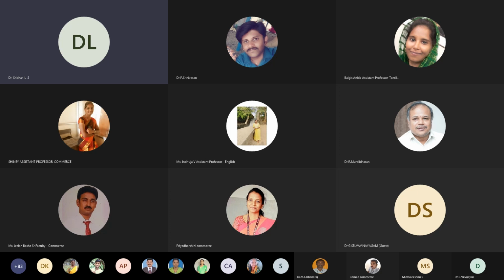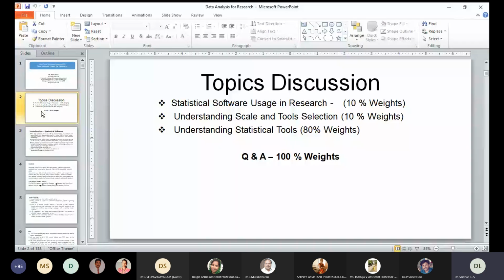What I'm going to discuss today is data analysis tools for research. The topics I'd like to cover start with a brief introduction about the statistical software used. The second part is understanding the scales and tool selection. The third part will be a discussion of a few statistical tools, their usage and applications, where to use them, and how to interpret the information. This is the agenda I planned for today.